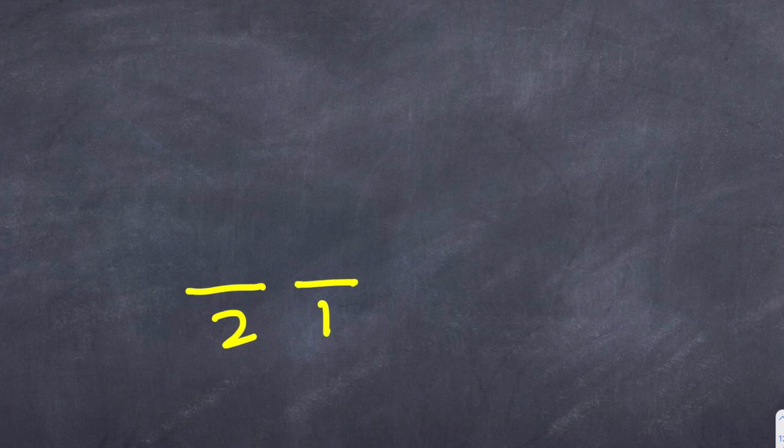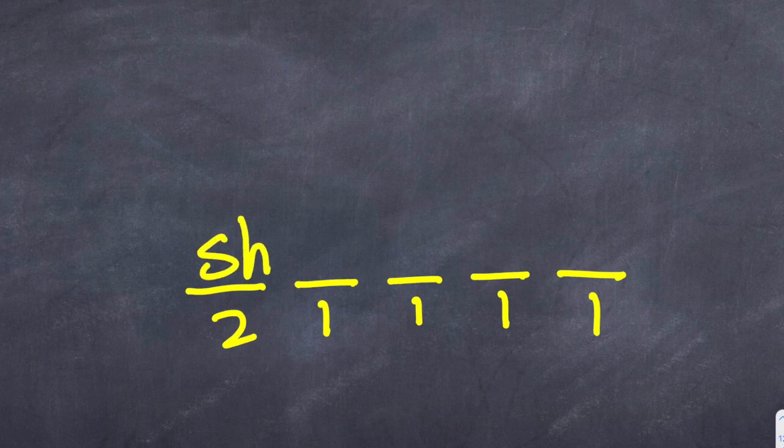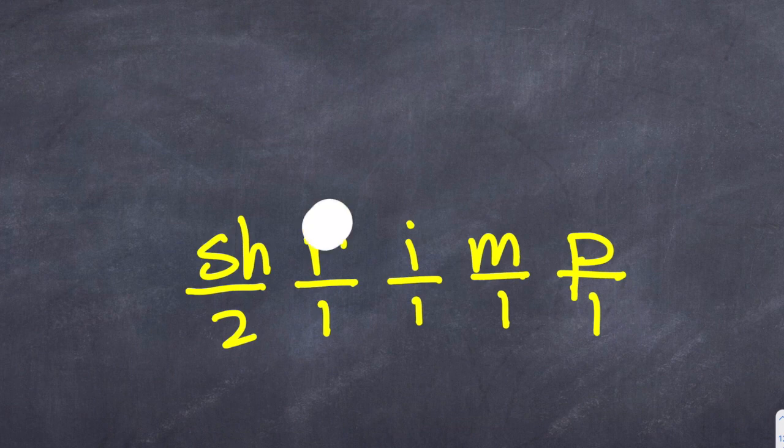Sh, I, p. Each one is going to say a sound. No silent letters in this. So shrimp. We have a digraph at the beginning. Sh. Okay. I, p. Shrimp. All right. Now let's get into our long vowel sounds.